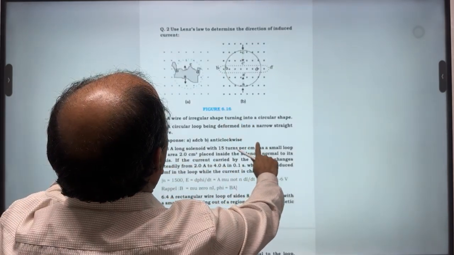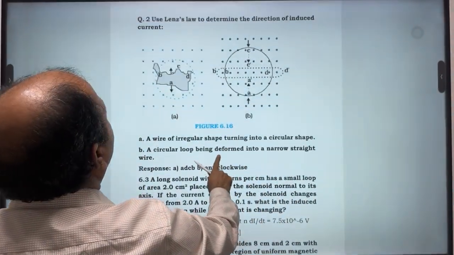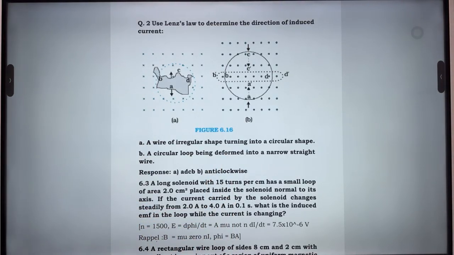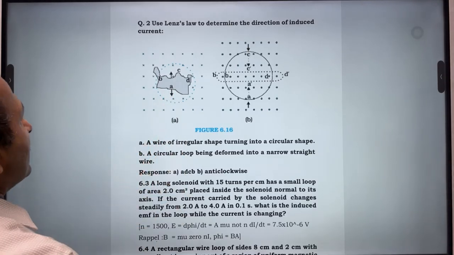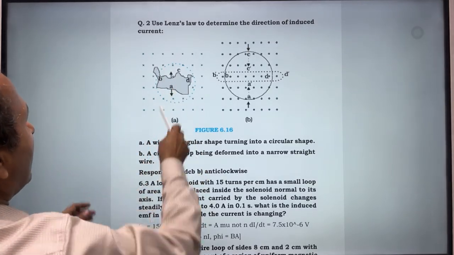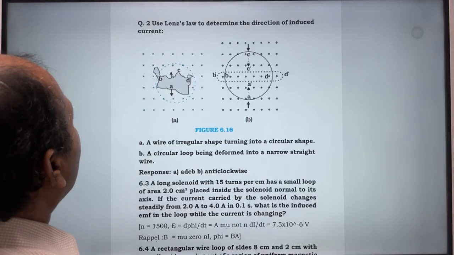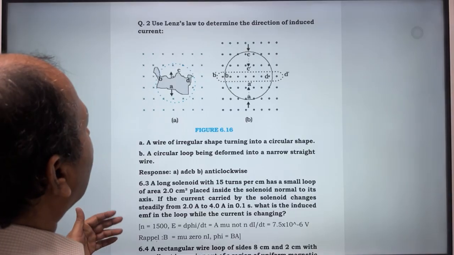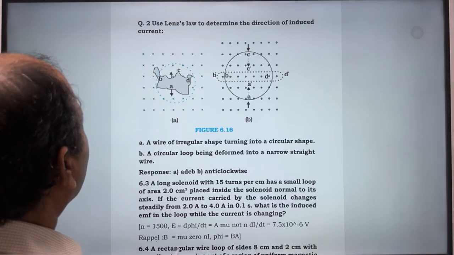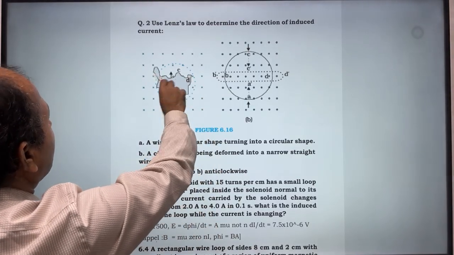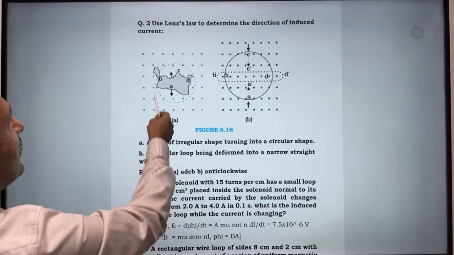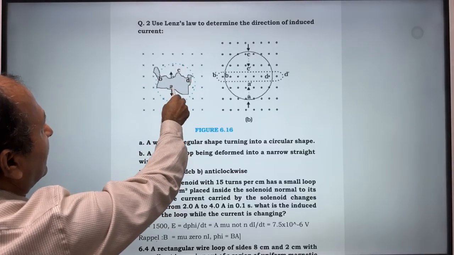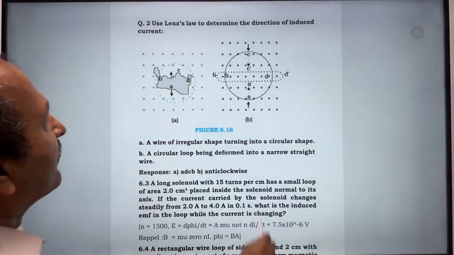Next question says, here again you have to find out the direction of current. What is happening in this question? A wire of irregular shape turning into circular shape. Area is being changed. So what will be the direction of current so that flux change will be minimum or may not increase? Flux change may be reduced. So for that, direction of current should be anti-clockwise. Current should flow from this A, D, C, B. Correct.